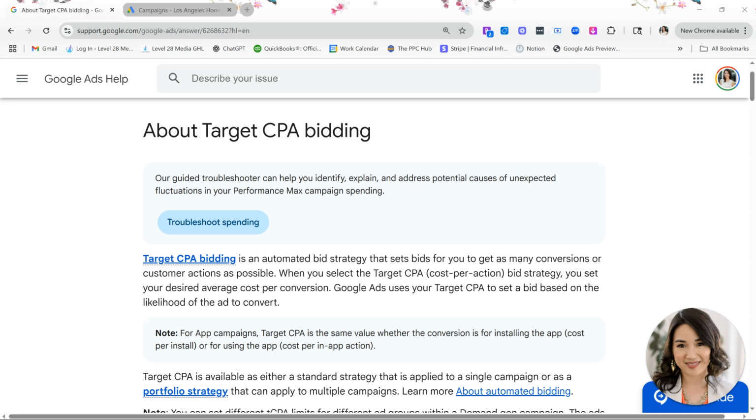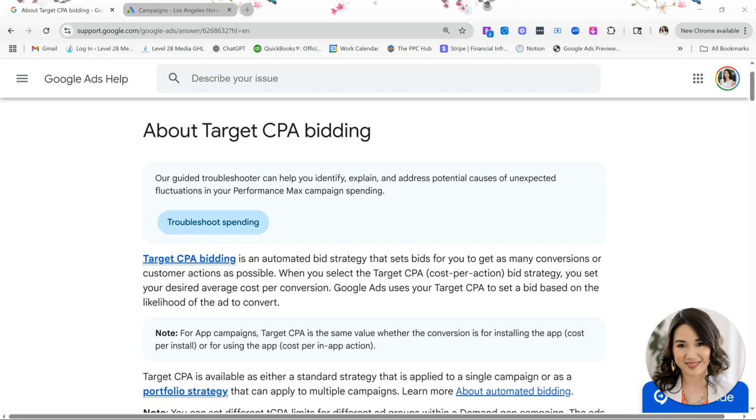I love it because it's an automated, smart bidding strategy that allows us to set bids to get as many conversions as possible given a constraint of a target CPA goal. So basically what you can do is just say, Google, here's my target CPA goal, don't exceed it, or try to stay within this range. Can Google always hit your target CPA goal? No.